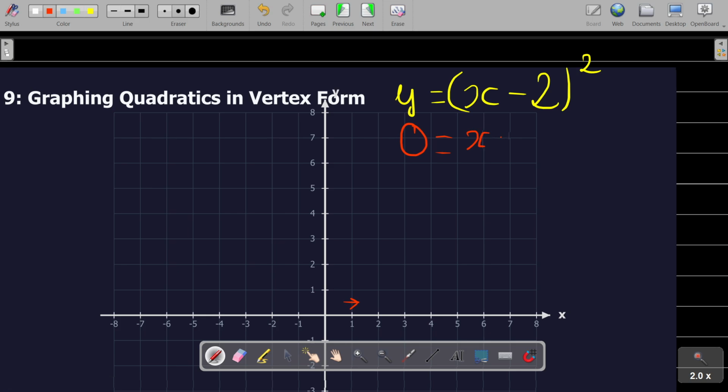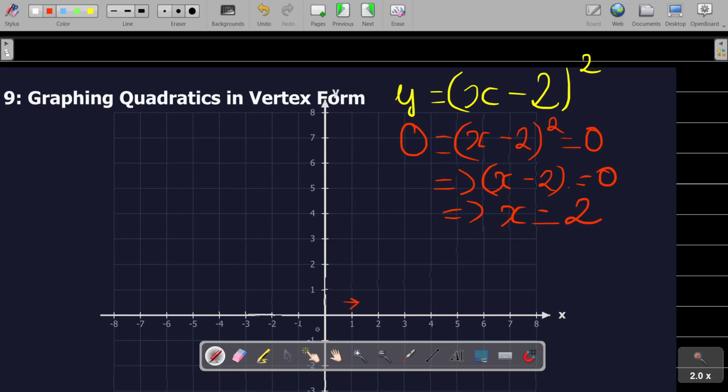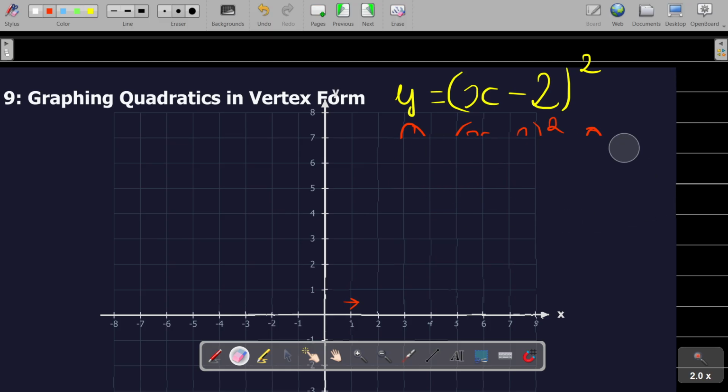So this will be equal to 0, so this would mean that this has to be 0 and x would equal 2 instead of going to the left. So it's actually going to the right because this is positive. Positive usually means to the right side of the axis. So it needs to shift 2 units to the right, so we found our vertex right there, (2, 0).